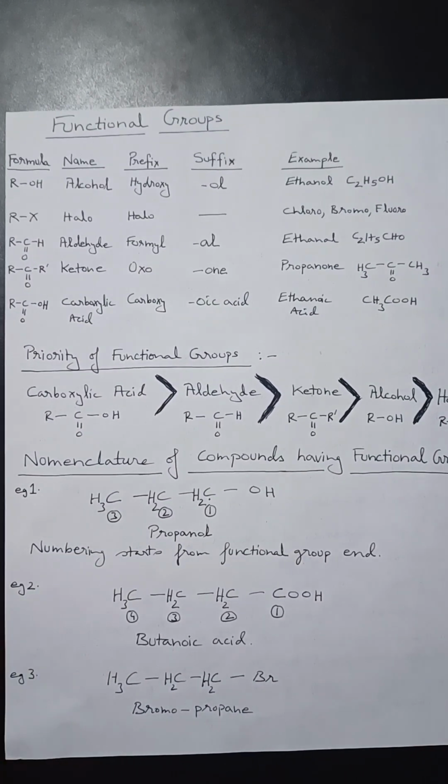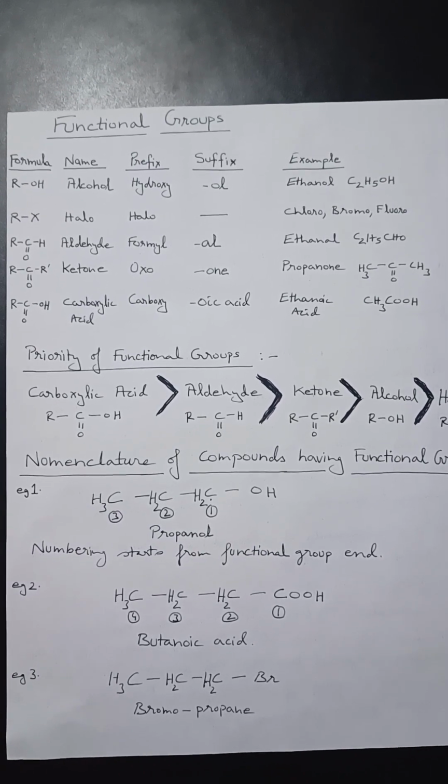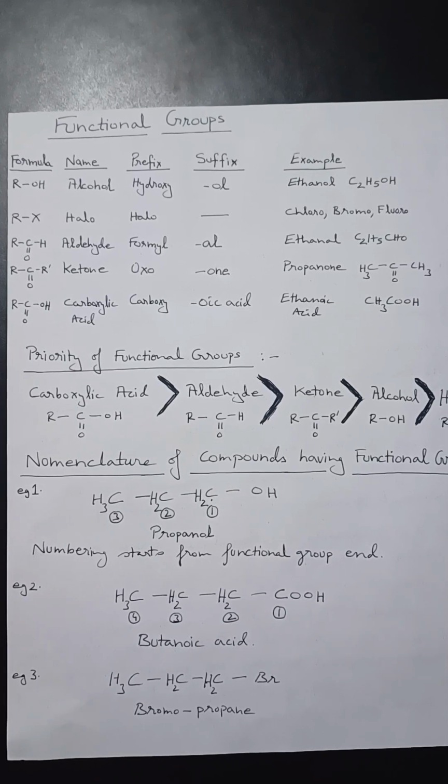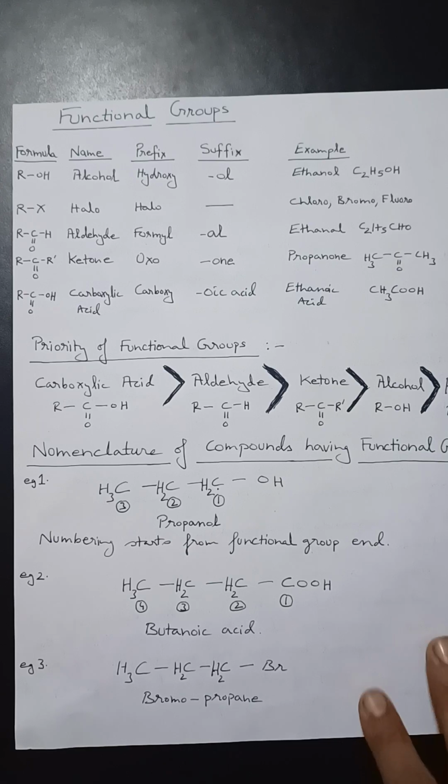Let's see the formula. What are the examples for this are ROH, that is alcohol, prefix is hydroxy, suffix is ol, examples like ethanol. Next functional group is halo, that is RX, prefix is halo, suffix is none, so it becomes chloro, bromo, fluoro. Next is RCHO, that is aldehyde, formyl, that is the prefix name is formyl and the suffix is al.